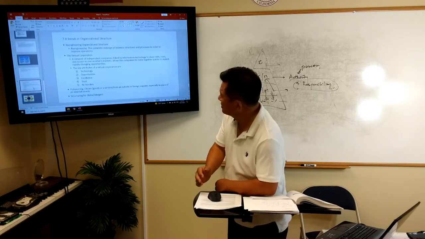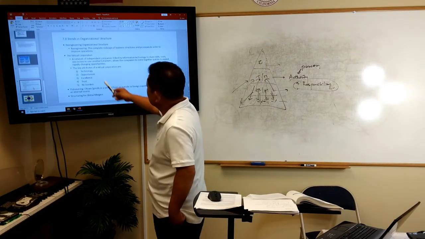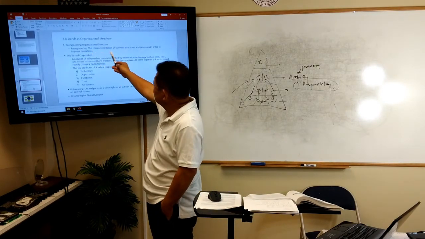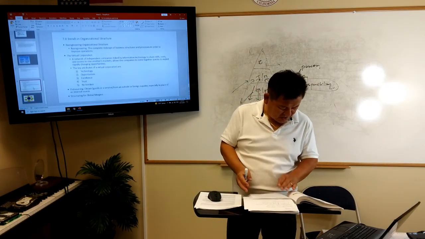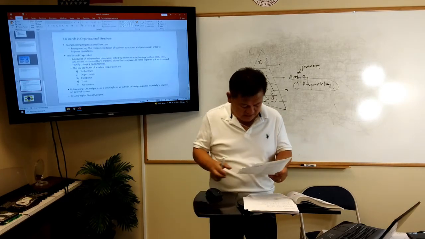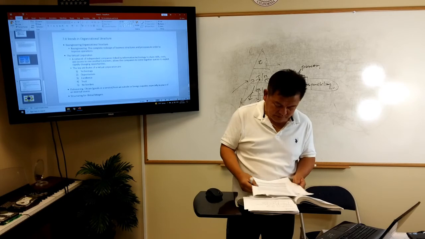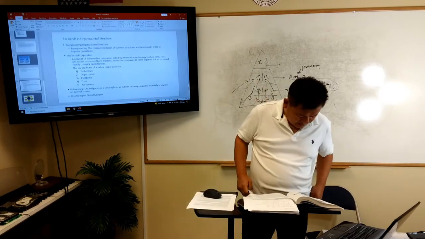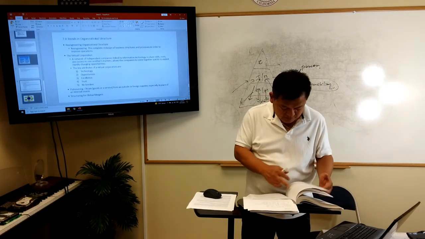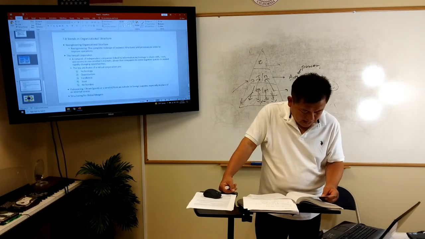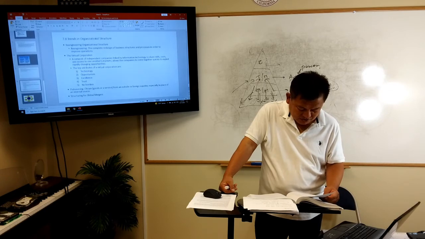Okay, last chapter is trends. What is the future? The trend in organization structures: re-engineering organizational structure. Re-engineering, you have heard a lot. Re-engineering means the complete redesign of business structures and processes in order to improve operations.